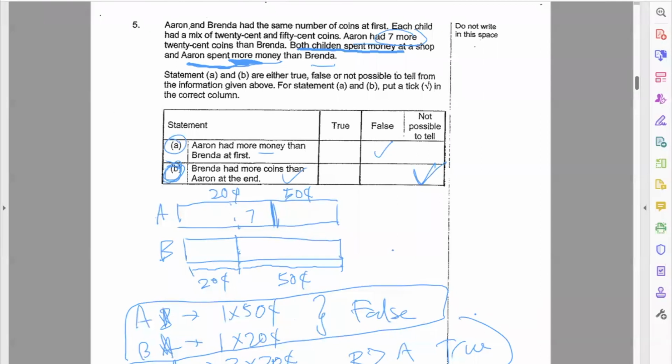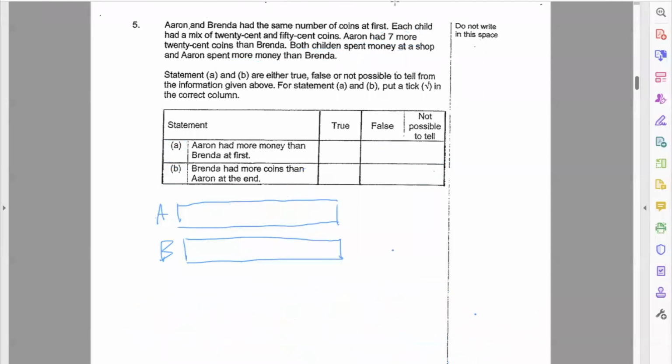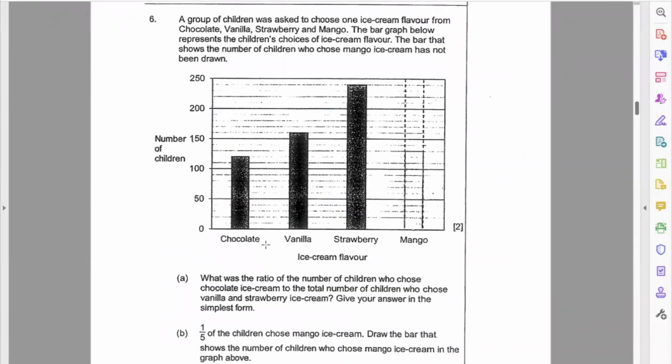Okay, let's continue with question number 6. So this is a bar chart. What we do is, whenever we encounter a bar chart, we always indicate the value of each of the bars onto the diagram. So I hope you have no problem indicating the value.